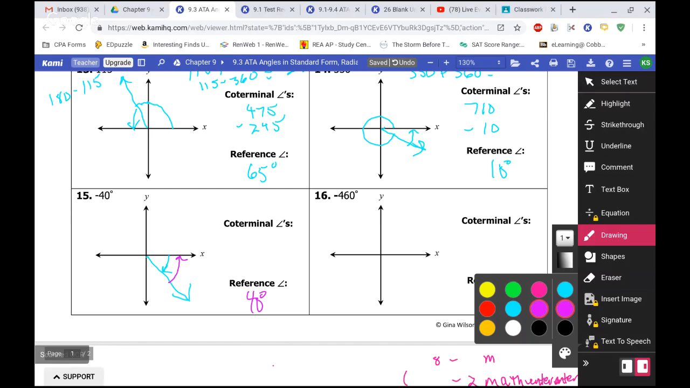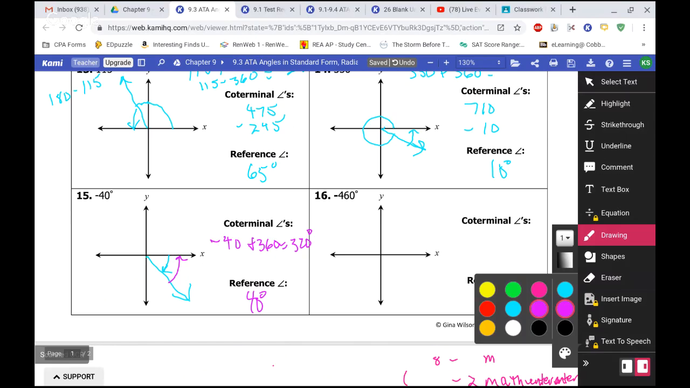Got it. For the co-terminals, I got 320 and negative 400. You are absolutely correct. And then I don't think I sketched the angle right. I drew it just a little bit bigger than I wish I could.